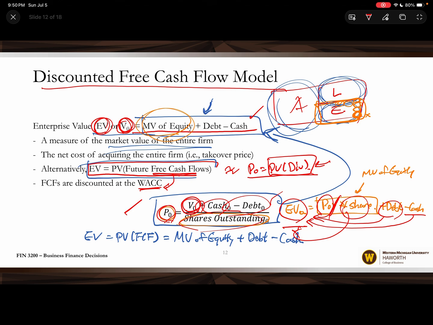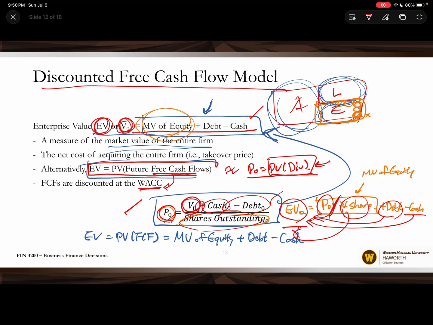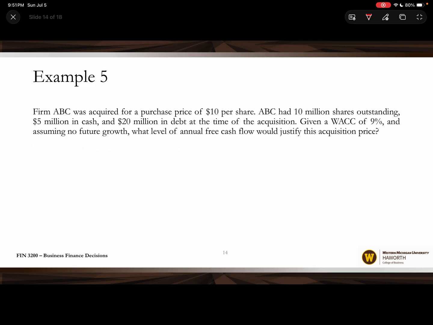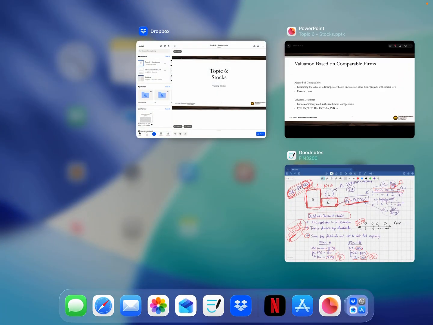Okay, let's see. Example 4 and 5 deal with the discounted free cash flow model. The solutions are already posted. And before we move on to valuations using multiples, let me just do this real quick.